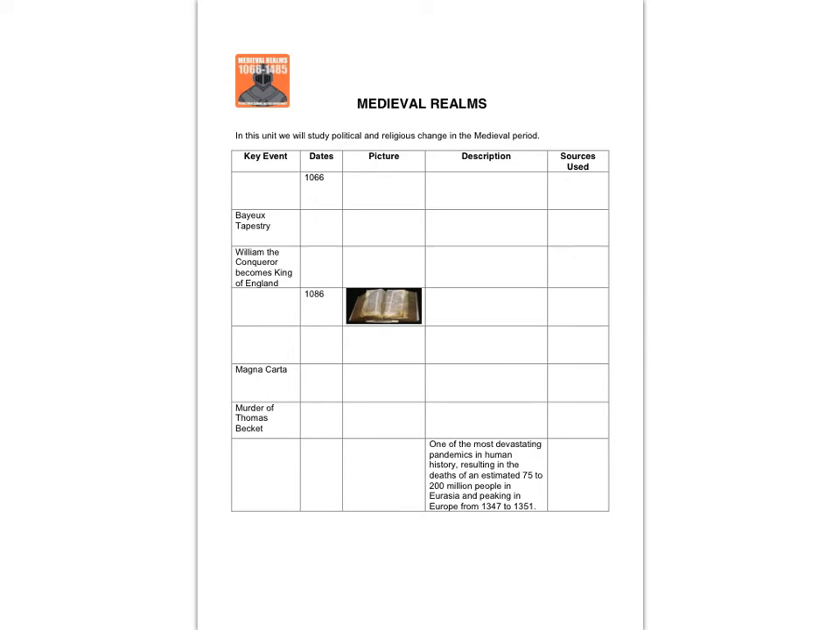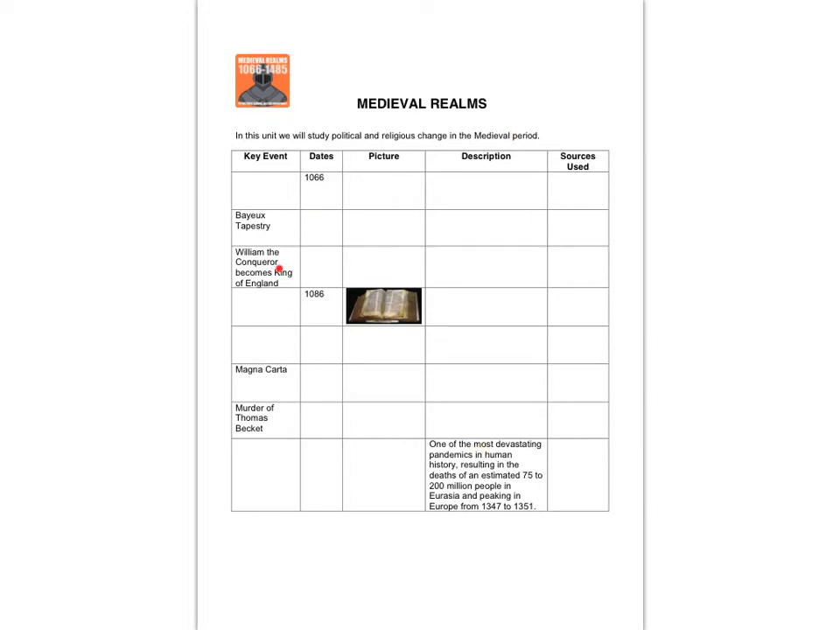This is the video to support the Medieval Realms overview activity being set for Year 7. It's going to be a mixture of research, independent work and GCSE exam skills. So the first element that we want the students to do is to complete the grid that we have here in front of us.